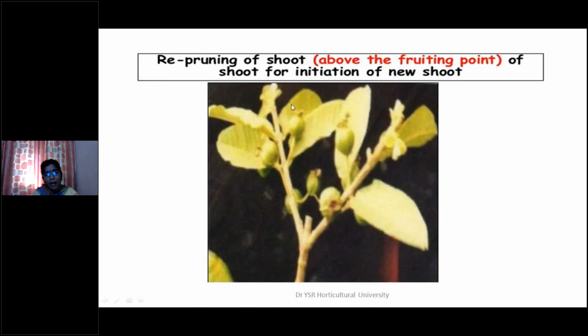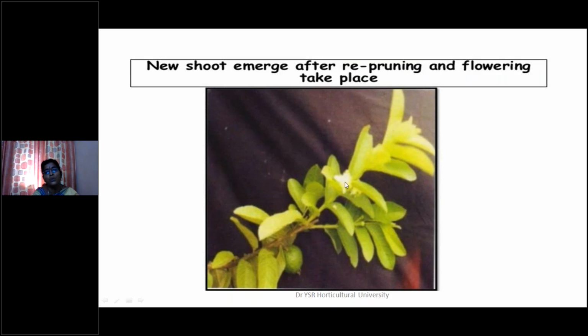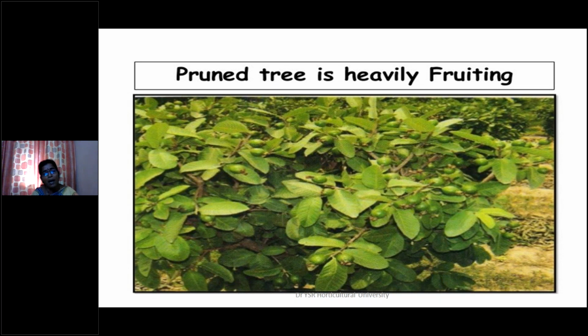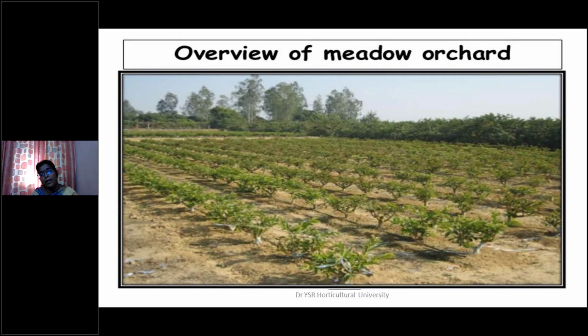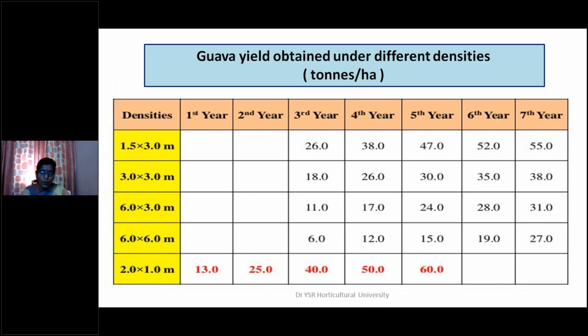After pruning the vegetative shoot above the fruiting zone, you can see here fruiting, and after fruit set, you are removing the top portion of the shoot. By doing this, again there will be fruiting shoots. New shoots arise below the cut, and these shoots again flower. Like that, we can have continuous flowering and fruiting in the high density orchard. This is a pruned tree with heavy fruiting. Even by doing pruning, the fruit size can be increased. So this is about the pruning methods followed and crop regulation.